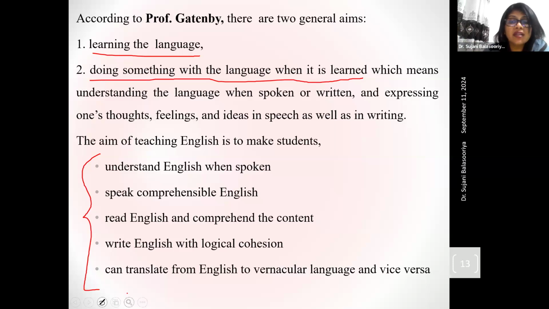And read English and comprehend the content. Reading comprehension, in other words. Students should be able to read and understand the content. And also write English with logical cohesion. Now, simply we say reading, writing, speaking, listening, but actually you need to pay attention to these other related words also. It is not simply listening. Just pay attention to the whole sentence: understand English when spoken and speak comprehensible English.